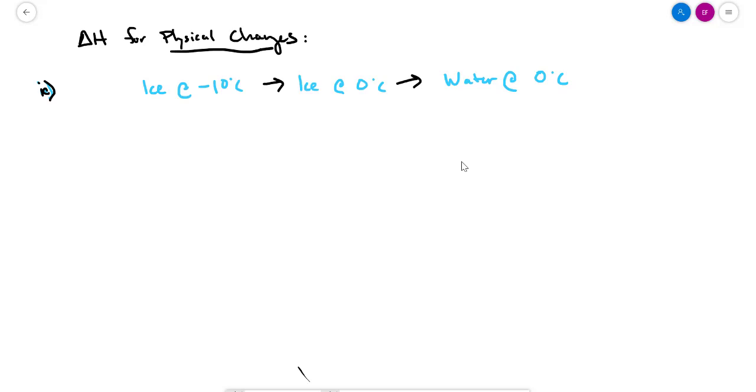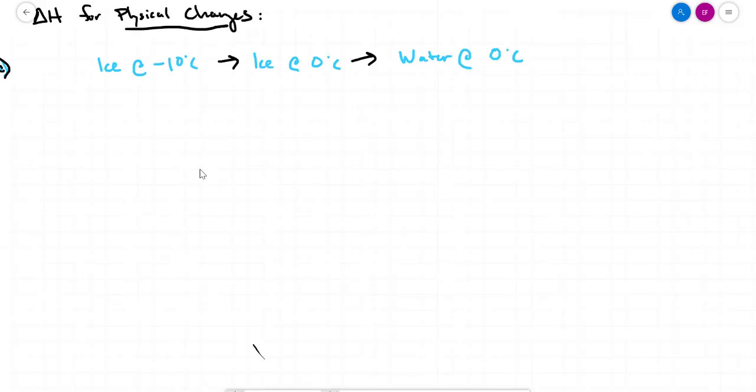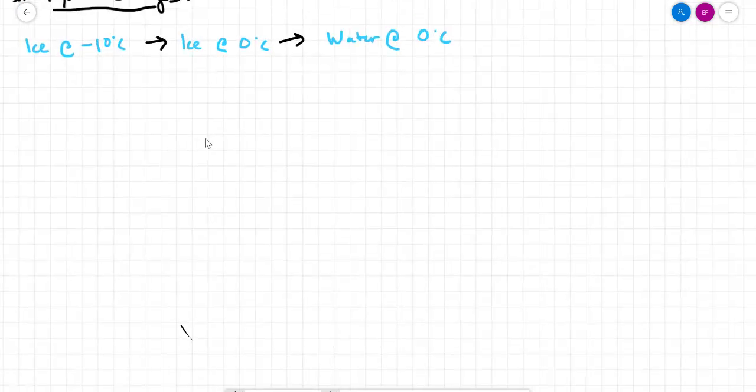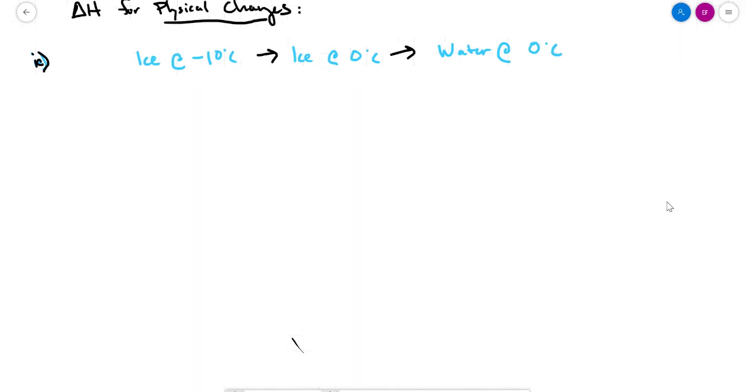So if you have water in this initial state here at minus 10 C, so you've got a cube of ice at minus 10 C, you could have that ice still in the same physical state but at a different temperature. And then you could convert that through a physical change from a solid state of ice to the liquid state of water. So how should we think about each of those steps?